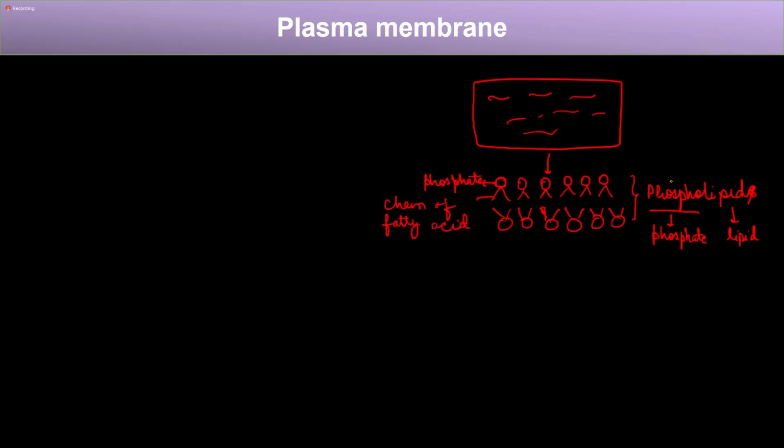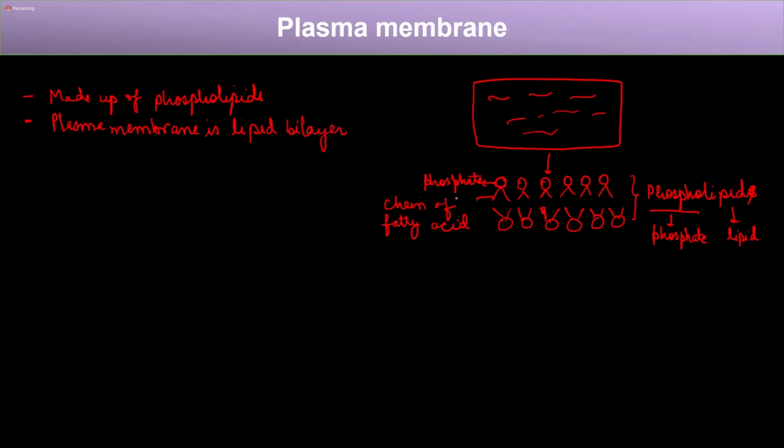So the plasma membrane is made up of phospholipids. If someone asks what the plasma membrane is made up of, it is made up of phospholipids. Now, the second thing that we see in the structure is that it is a bilayer. So the plasma membrane, or cell membrane, is a lipid bilayer, because it consists of two layers of lipids, these phospholipids.